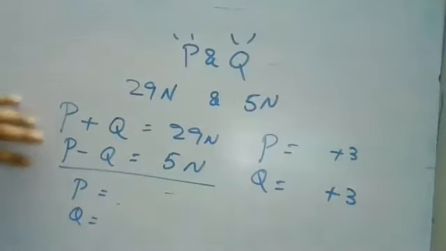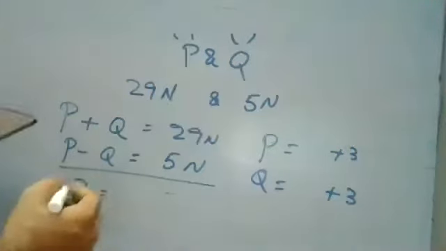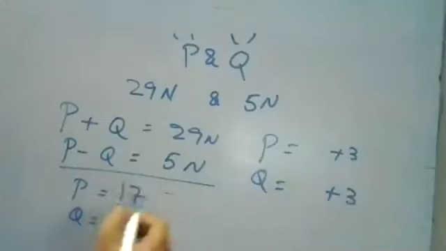Solve it. This one is the greatest, this one is the least. P plus Q is greatest, P minus Q is least, equal to 17 Newtons. P is 17, correct? Q is 12 Newtons. Yes, 17, sir. P is 17 and Q is 12.